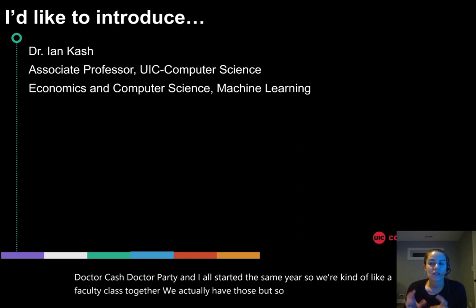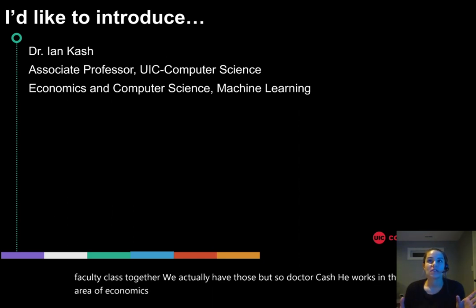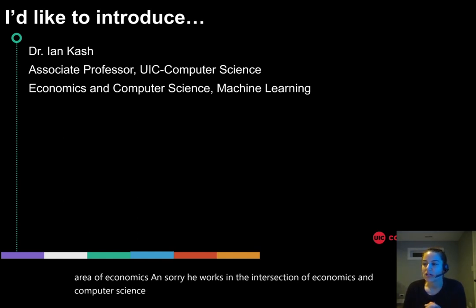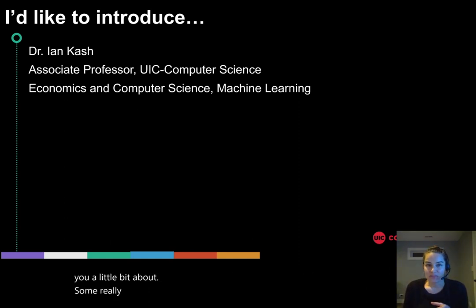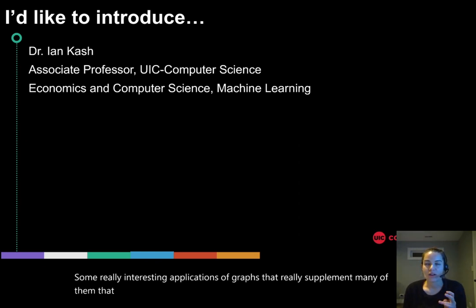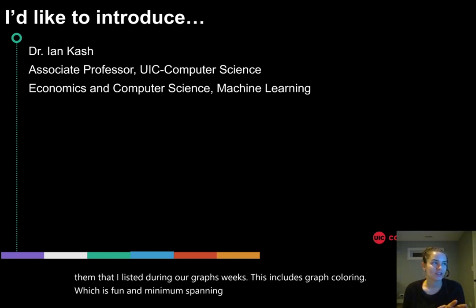But so Dr. Cash works in the intersection of economics and computer science, and a lot of it is machine learning. So he's going to be telling you a little bit about some really interesting applications of graphs that really supplement many of them that I listed during our graphs weeks. This includes graph coloring, which is fun, and minimum spanning trees and other graph applications.